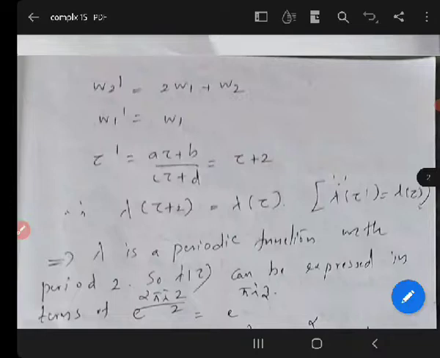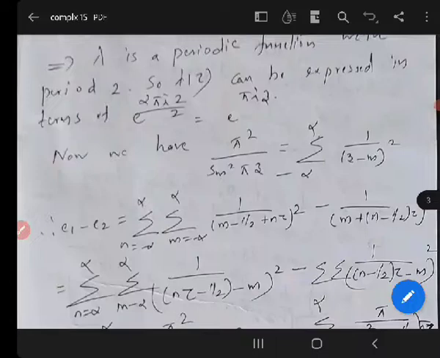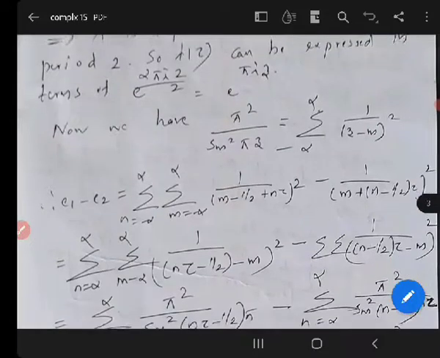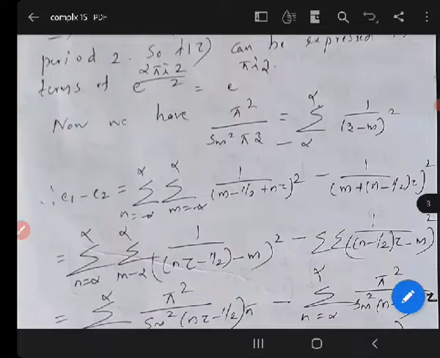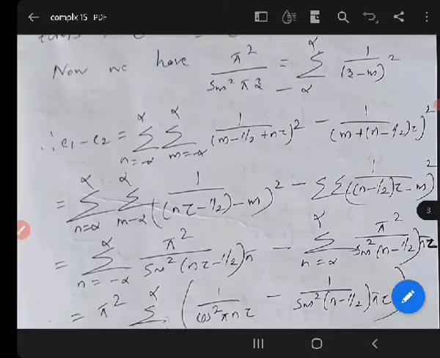Okay, so you can express this using the exponential function e raised to 2 pi i n by 2, where n is equal to 2. So in this case e raised to pi i z, right? Now we know that pi square by sine square pi z is equal to summation 1 by (z minus m) whole square. So e1 minus e2 will become, because e raised to pi i z contains sine pi as well as cos pi, a double summation, since it depends upon both m and n. So you can replace it by a double summation.